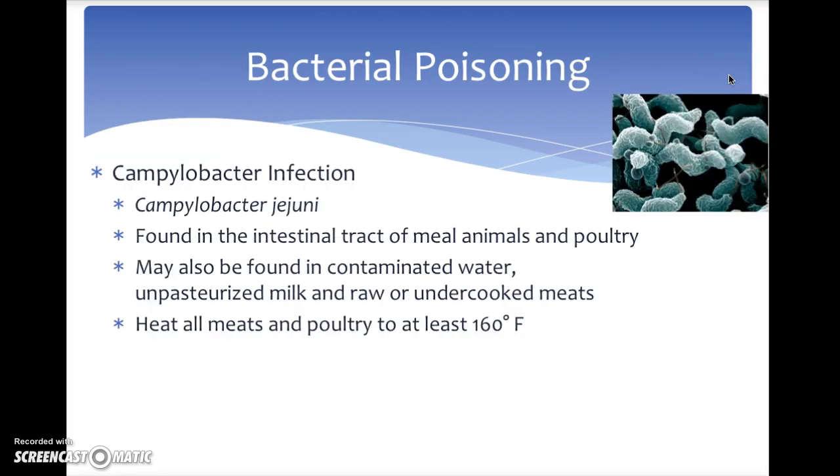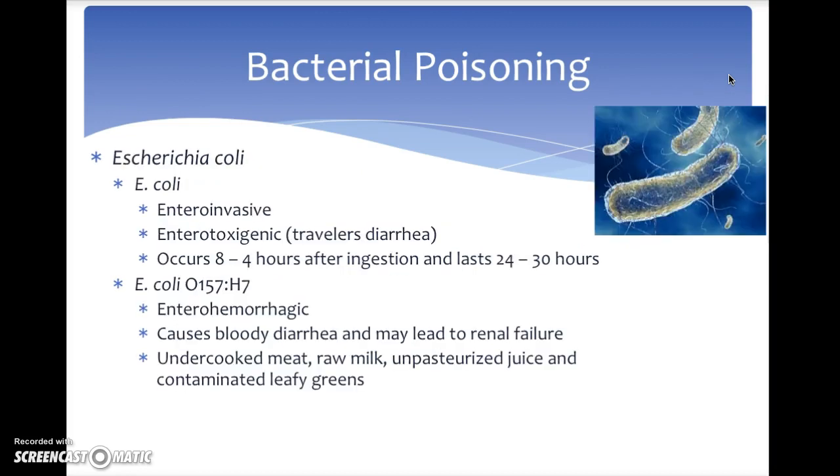Campylobacter jejuni can be found in the intestinal tract of meat and poultry. So that means that it can continue once they slaughter the animal. It can be still within the food. It can also be in unpasteurized milk or raw and undercooked meats. So you have to make sure that you heat the food to the appropriate temperature, and we'll talk about this a lot, but at least 160 for a lot of these meats is going to be what kills these bacteria.